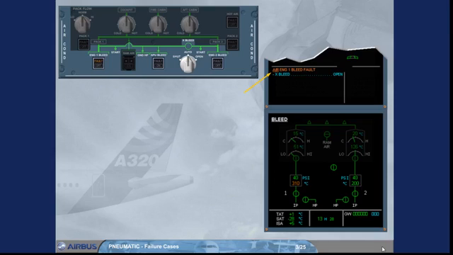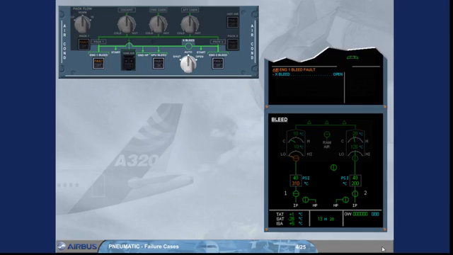The engine 1 bleed system has failed. On the bleed system page, which has been called automatically, the bleed air temperature is displayed amber, because it is abnormally high. This is the reason for the failure. The amber fault light on the engine 1 bleed push button switch confirms the failure.